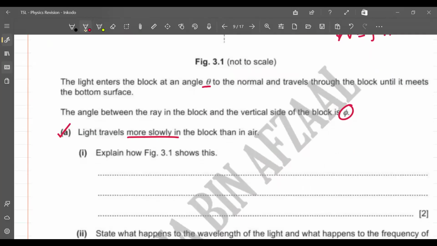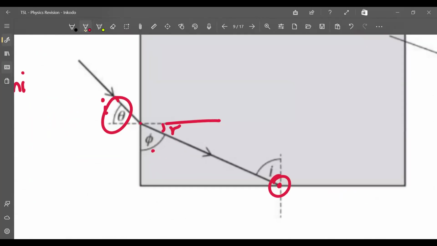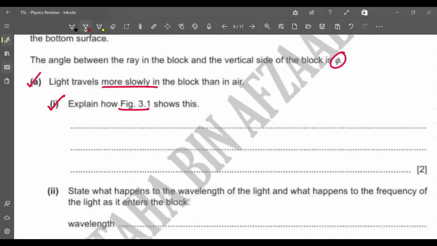Light travels more slowly in the block than in air. Explain how figure 3.1 shows this. अब देखते हैं. इसको सीधा जाना चाहिए था. अगर कोई resistance नहीं होती, it should have gone straight. It has bent towards the normal. This bending only occurs because of the changes in speed of light in different medium, right? तो आप क्या बोलोगे? Explain. This is the 2 marker.